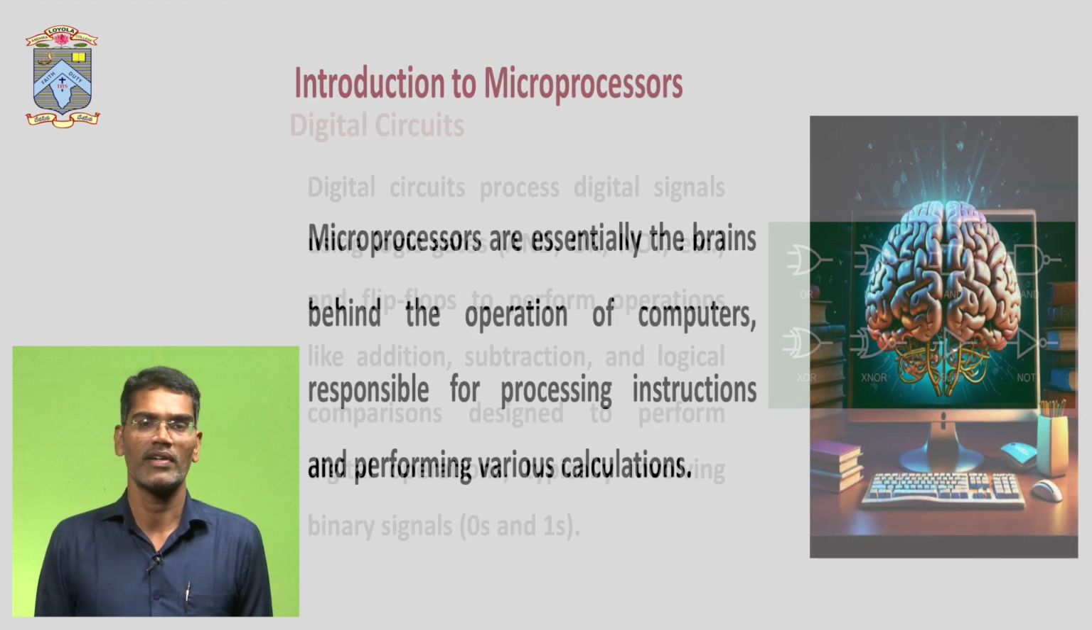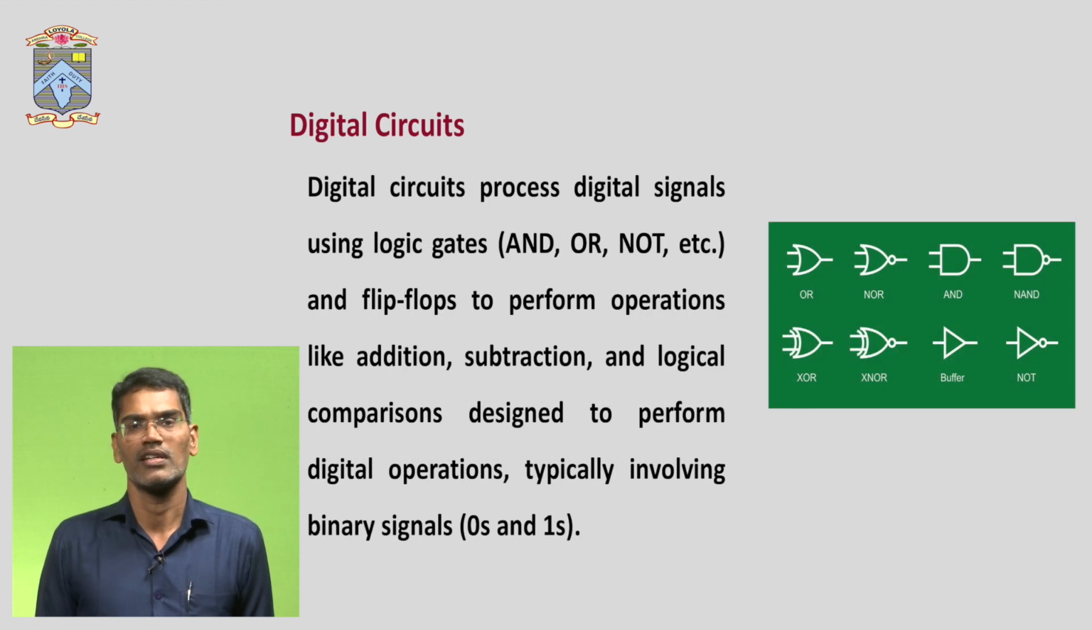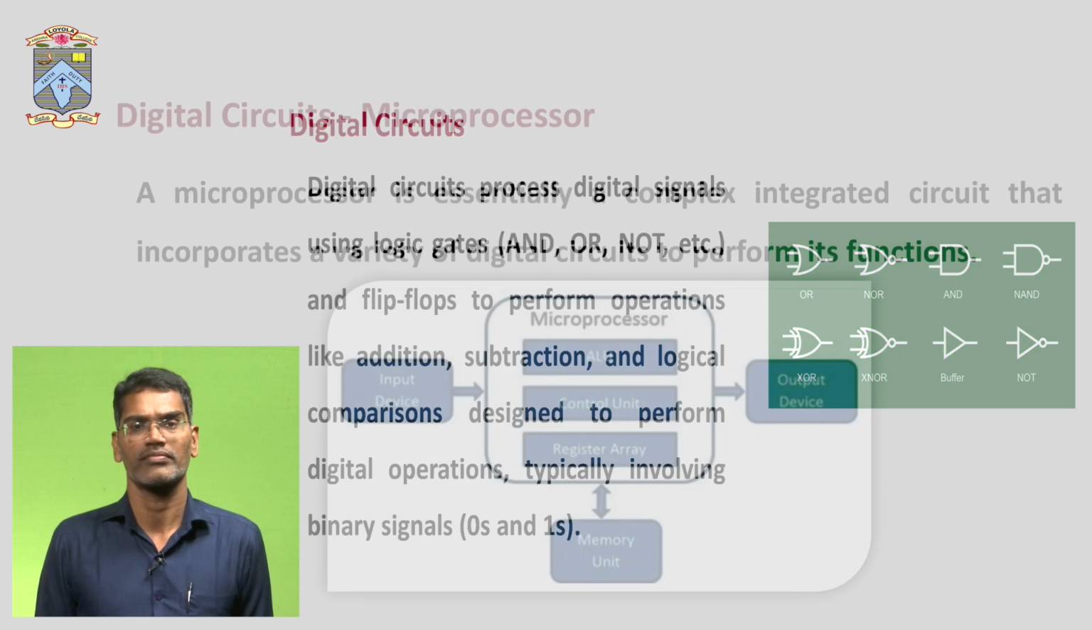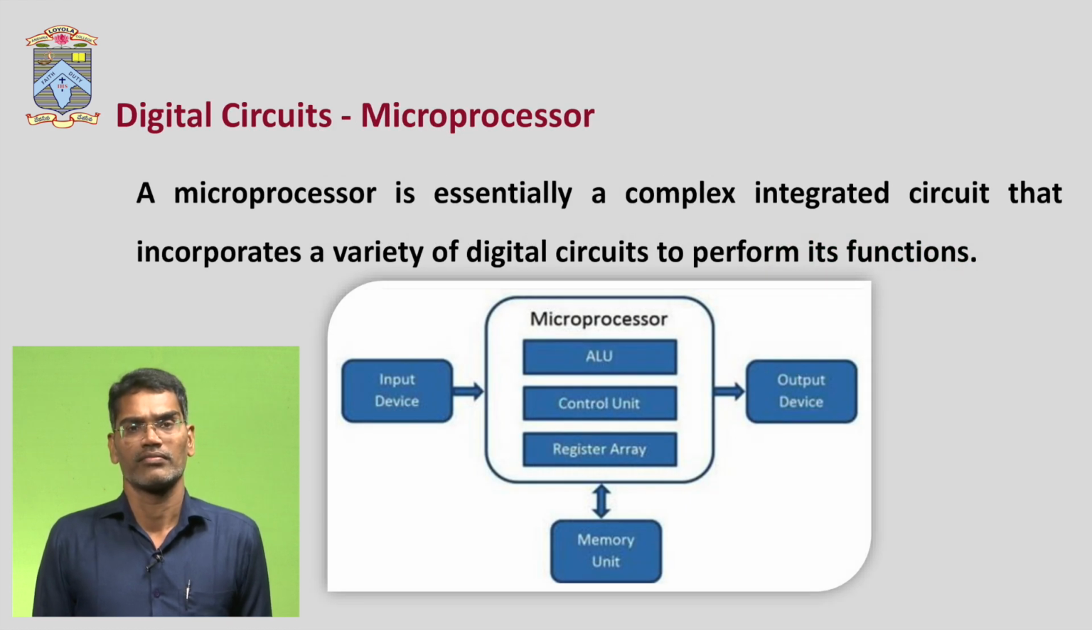The microprocessor is a combination of digital circuits. Digital logic gates like AND, OR, NOT, and so on are used in these microprocessors. The output of a digital logic circuit depends on the present input. But in the case of a microprocessor, the output depends on the instructions given by the user or the programmer.